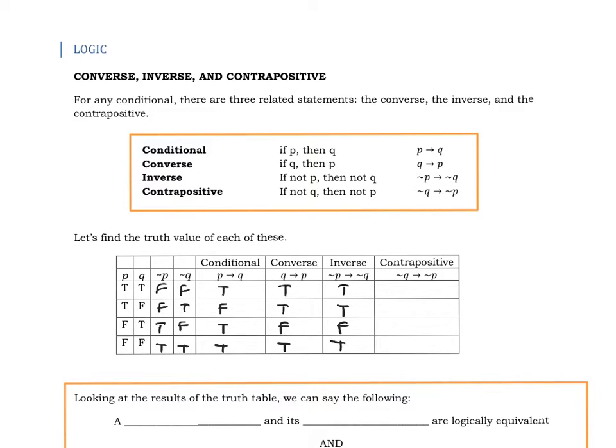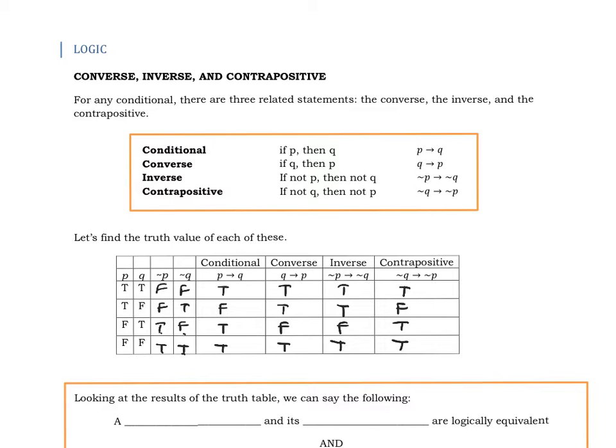All right, then lastly, let's look at the contrapositive. If not Q, then not P. So we've got a false, true. Sorry, that's not the case. False, false. So that will be true. True, false will be false. False, true will be true. True, true will be true.